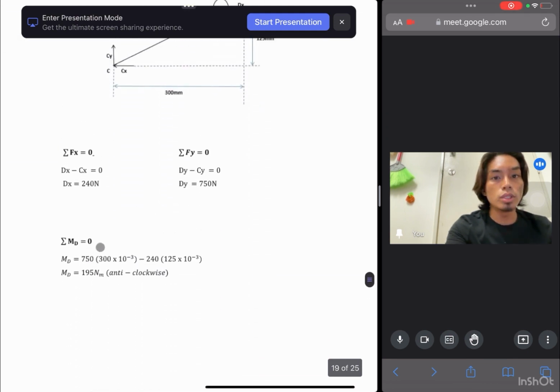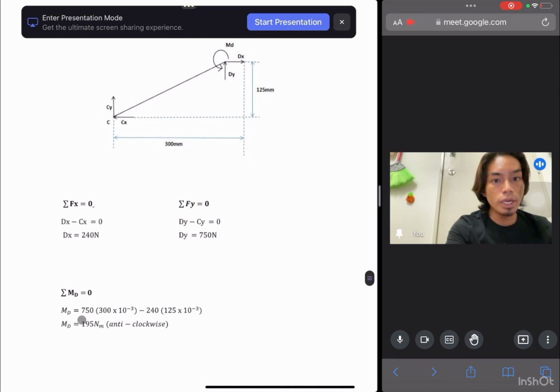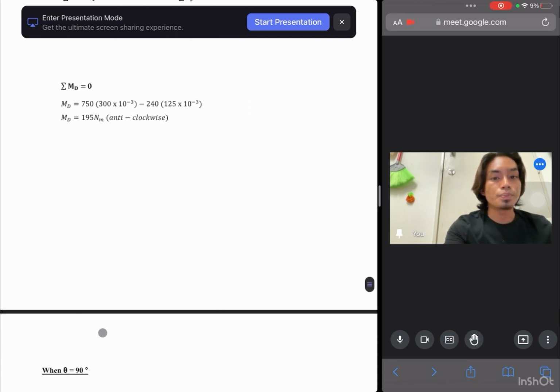For moment at D equal to 0, so moment D, 750 Newton times 300 millimeter, minus negative 240 times 125 for the distance. So negative 240 Newton, this was Dx, because it's negative because it was clockwise, Dx clockwise, so it is anti-clockwise, negative. So moment at this is 195 Newton.